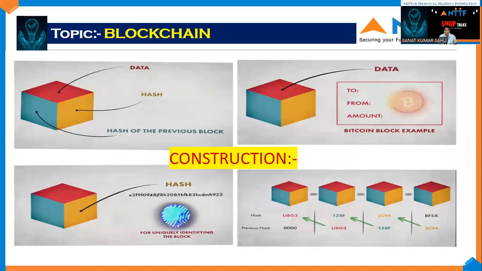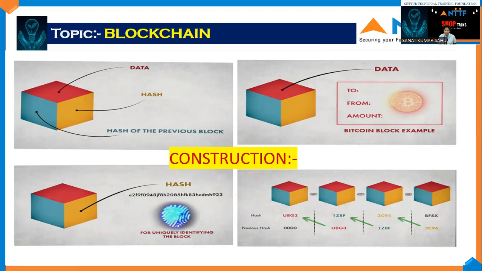Let's see about the construction of blockchain. One block consists of three main parts, that is data, hash and hash of the previous block. Data means if a transaction is happening between A and B, the data is to, from and amount. Hash means a unique fingerprint, and previous hash means if your previous hash does not match the present hash, you cannot extract that data.